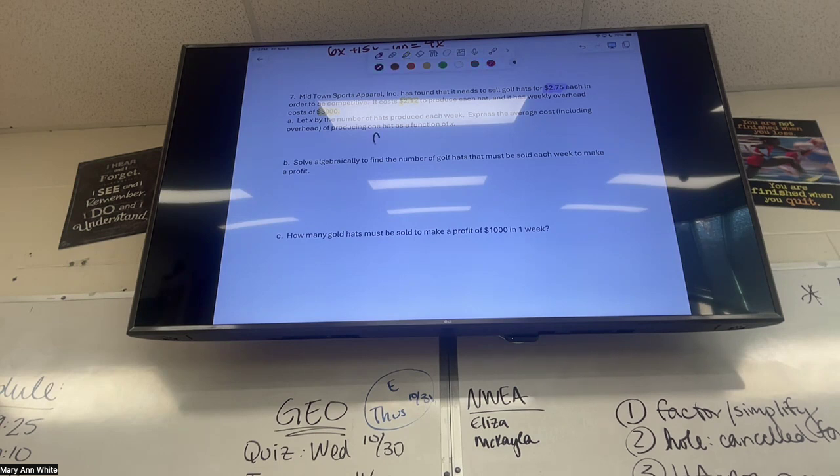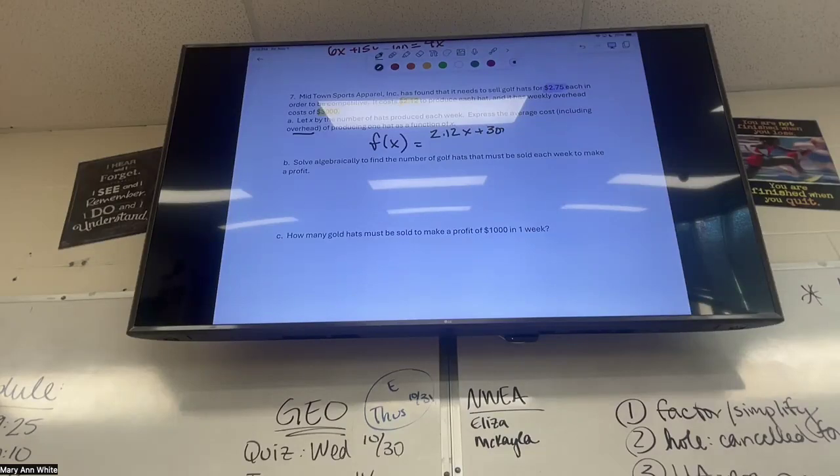Okay, so we're gonna write an f of X equation. Now, first off, it tells us exactly how much it costs to make one hat. How much does it cost to make one hat? 212. So we're gonna say 212X. But we also have to deal with the overhead. So I'm gonna say plus my overhead. How much was overhead?